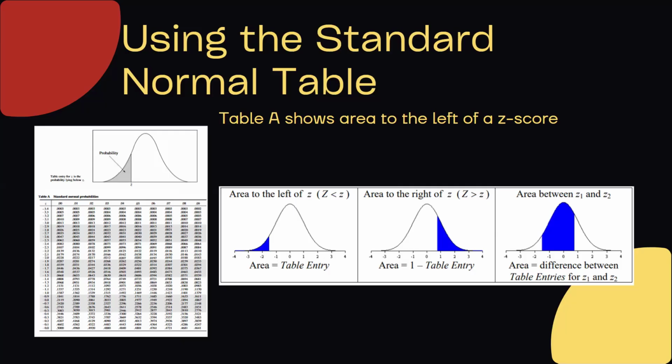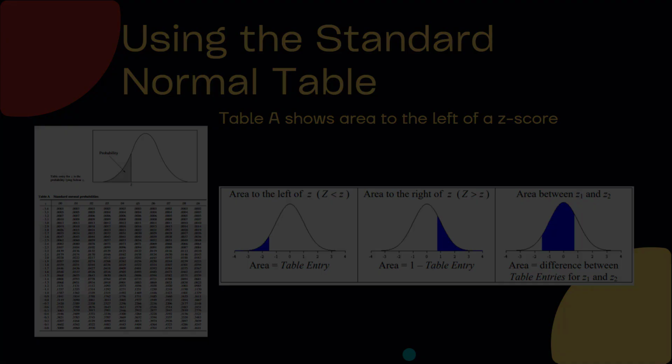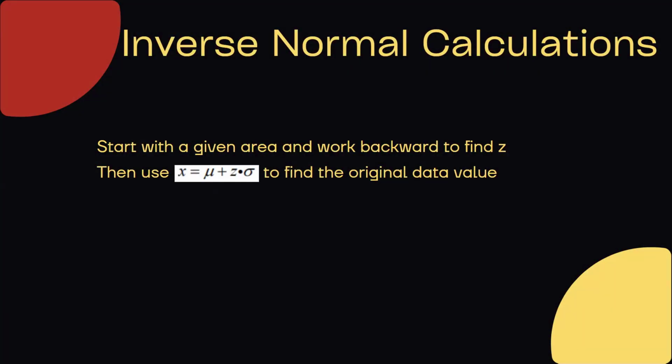Now, if you're asked for the area between two certain z-scores, you take the difference between those two entries for z-score number 1 and z-score number 2. Sometimes you're asked to work backwards and you have to do an inverse normal calculation. Basically, you start with the given area and work backwards to find the z-score. So all we do is solve the z-score formula for x, which indicates the observation value. So x is the mean plus the z-score times the standard deviation, and that will help you find the original data value.